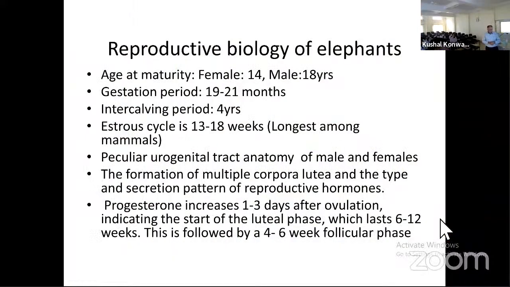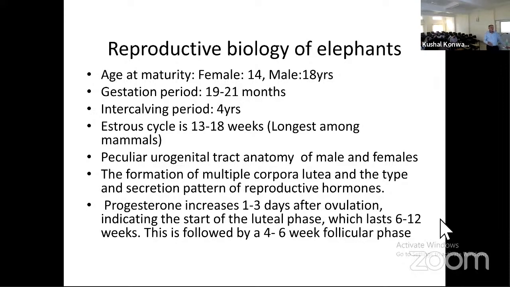Before going into the depth of the subject, I want to give an outlook on the reproductive biology of elephants. Since the elephant is an alien species for many of my audience today, I want to give some even basic information. Age at maturity in a female elephant is 14 years, and in a male it is 18 years. This is an average age of maturity.